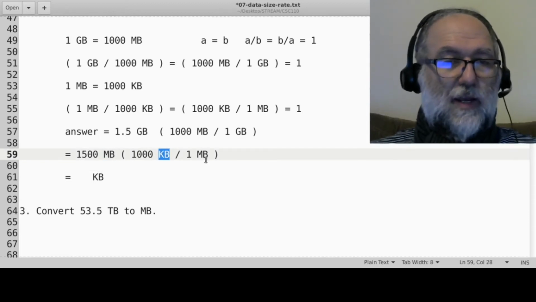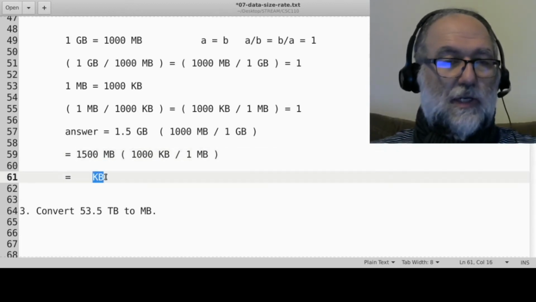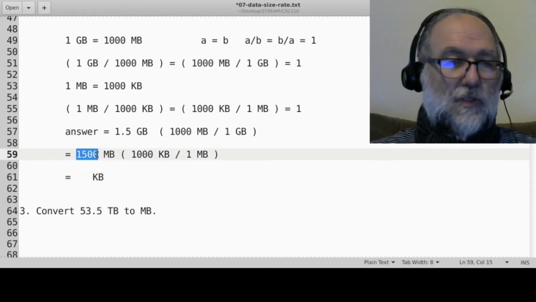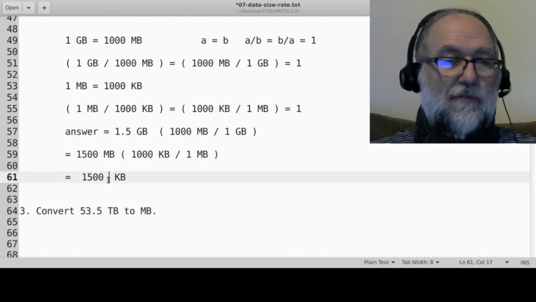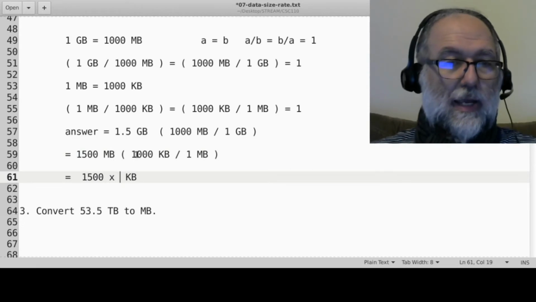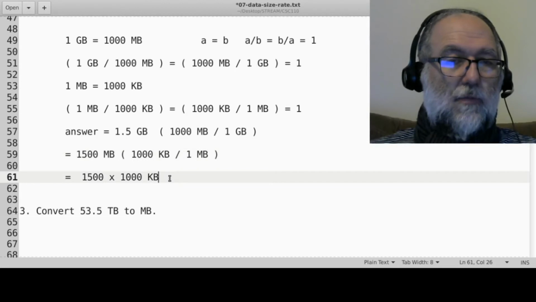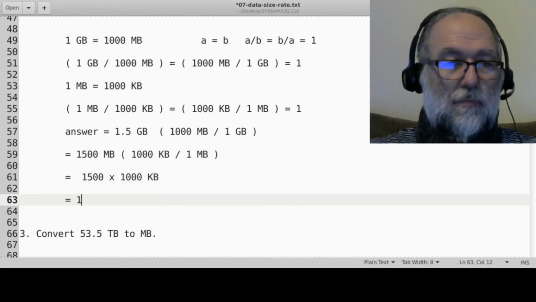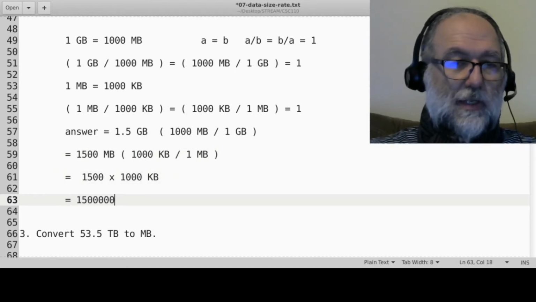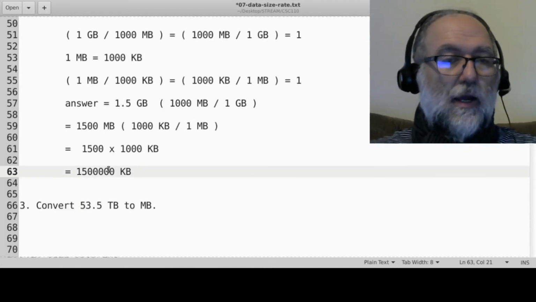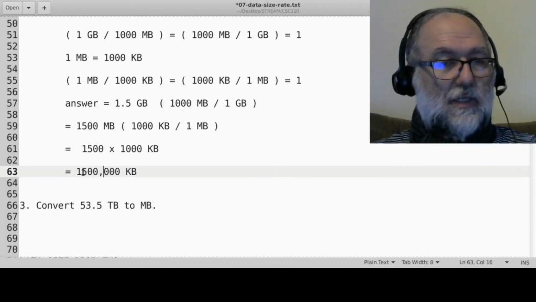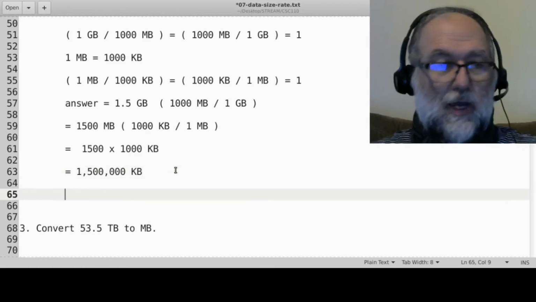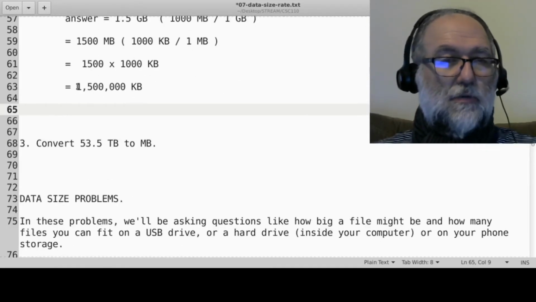Megabyte times a kilobyte divided by a megabyte. Megabytes cancel out. You get just a kilobyte. And now we've got the numbers. We got 1,500 multiplied by 1,000, like that. And when you multiply that out, you're going to get 1,500,000, like that. Okay, and let me put the commas in there so you could see it. That's why we put commas in these numbers to make it easier to read them.